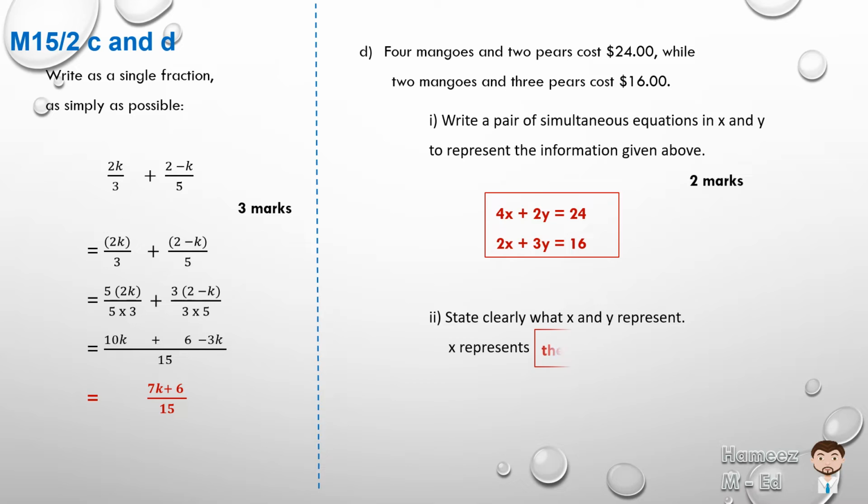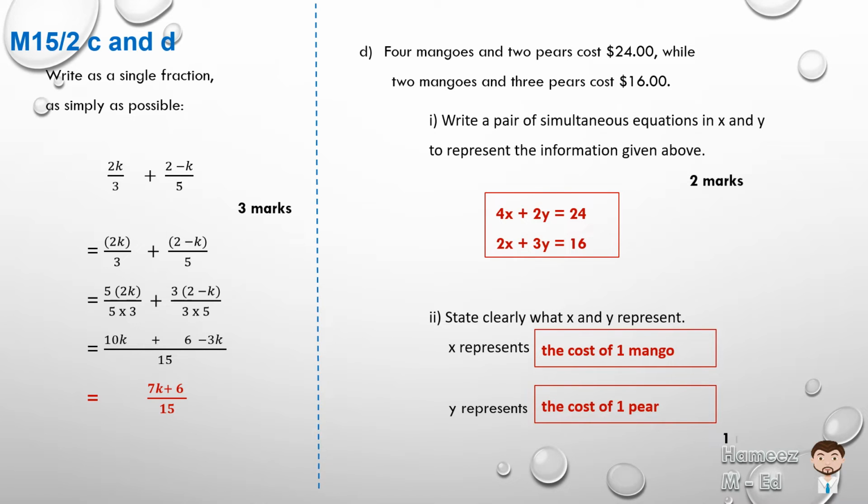So part 2, state clearly what x and y represent. X represents the cost of 1 mango, because if we have 4 mangoes, then what's the cost of the 4 mangoes? 4 times x. And y represents the cost of 1 pear.